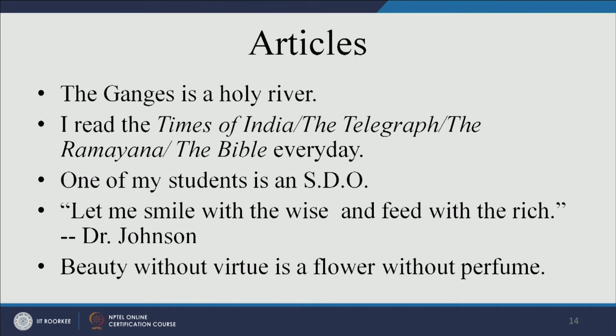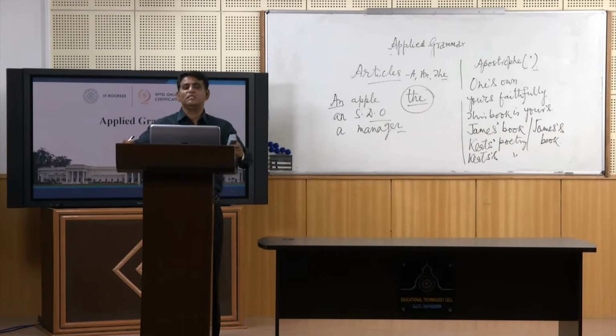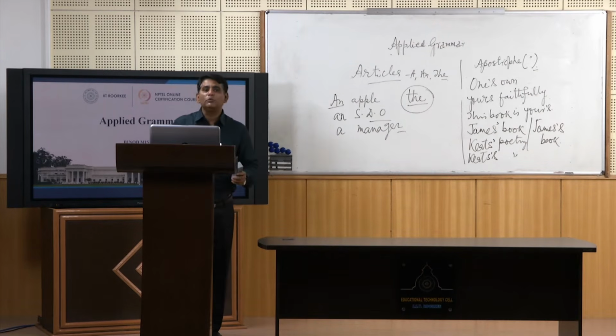So smile with the wise. So when he says the wise, he doesn't mean one person, but actually he means a class of wise people, and again with the rich. So that is why the definite article the has been used.